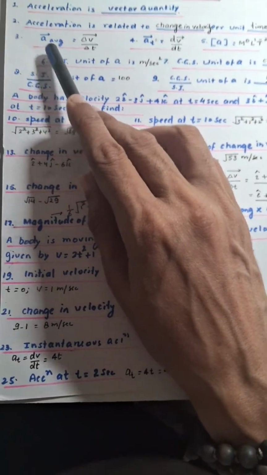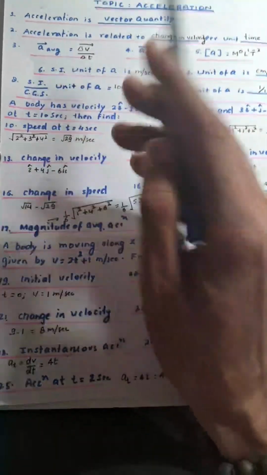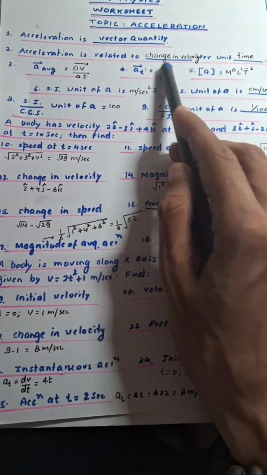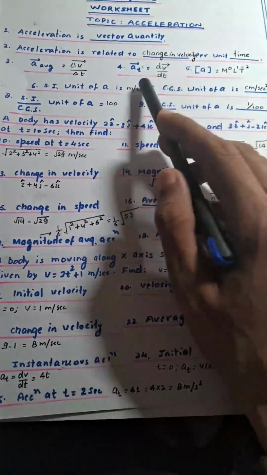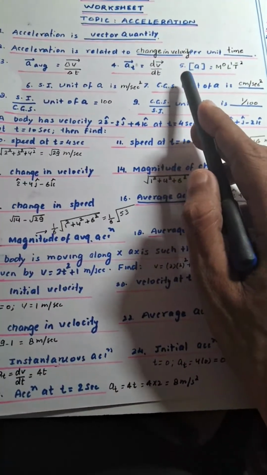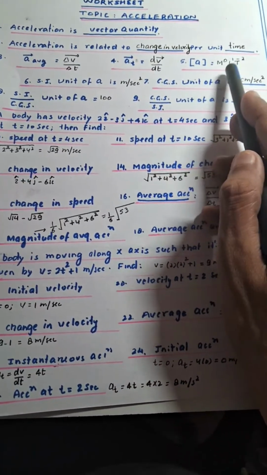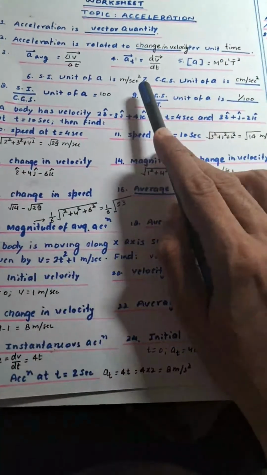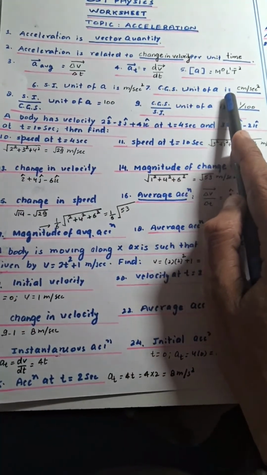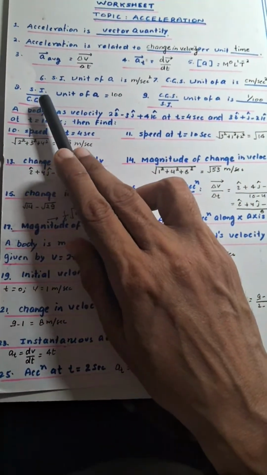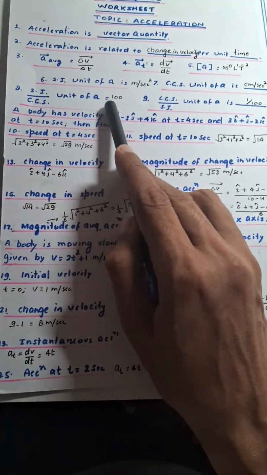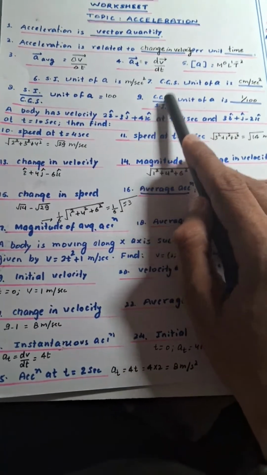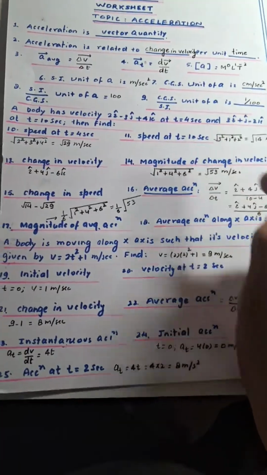Third point is average acceleration can be written as delta v by delta t, where delta v is change in velocity and delta t is the time. Whereas instantaneous acceleration can be written as dv by dt, differentiation of velocity with respect to time. Then fifth point, the dimension of acceleration is M^0 L^1 T^-2. Sixth point is SI unit of acceleration is meter per second square. Seventh point is CGS unit of acceleration is centimeter per second square. Then SI and CGS units of acceleration have the ratio 100, as meter by centimeter is equal to 100. In the ninth part, CGS by SI unit of acceleration is 1 by 100, obviously.